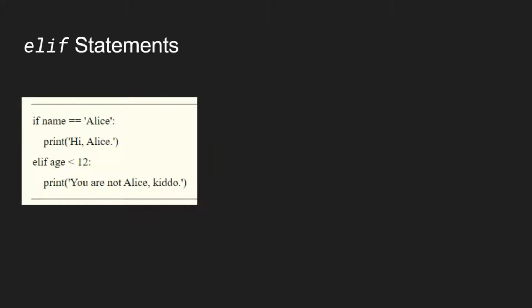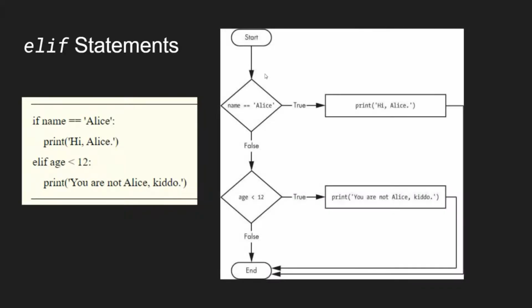So if we look at this code, this time, if the person isn't Alice and they're also younger than the age of 12, it prints, "You are not Alice, kiddo." Or if we look at here, so if the person is Alice, as usual, it prints "Hi Alice" and goes to the end. But if the person isn't Alice, it checks their age. And if their age is under 12, then it'll berate them for being a kid. But if they're over 12, then they're just ignored and the code ends.